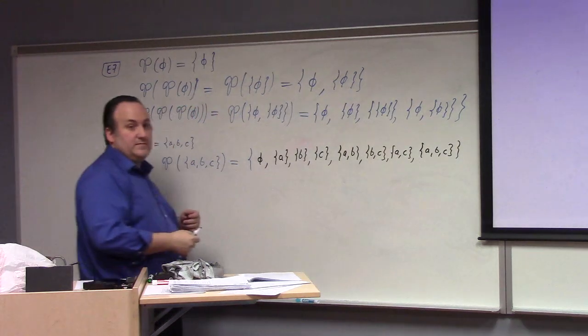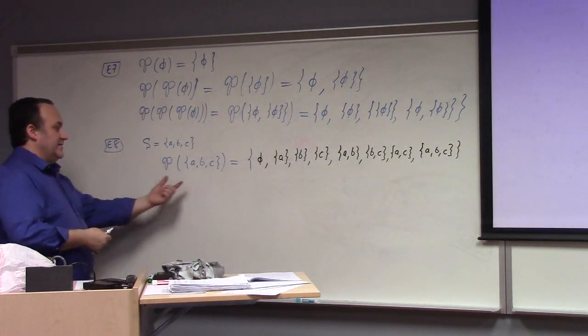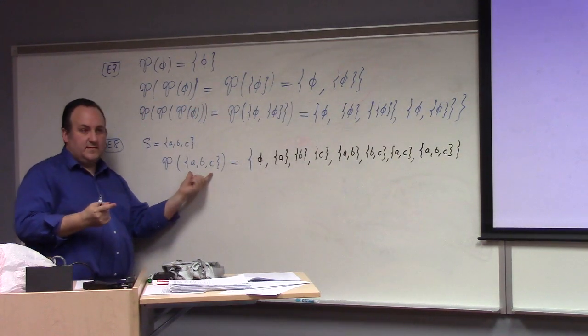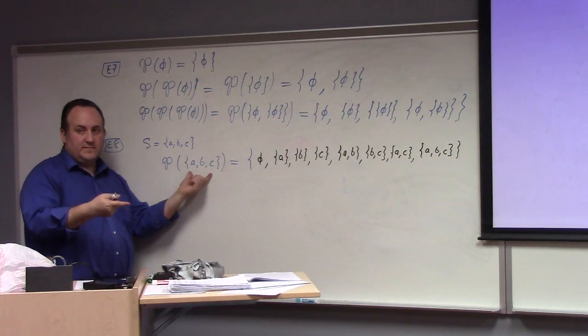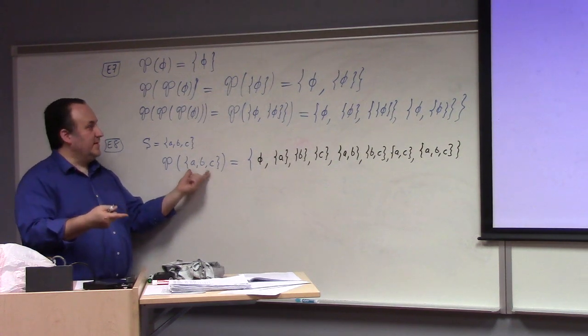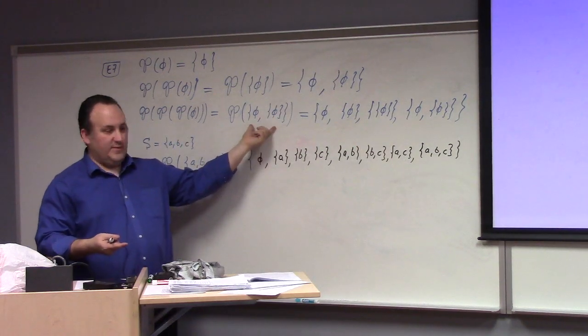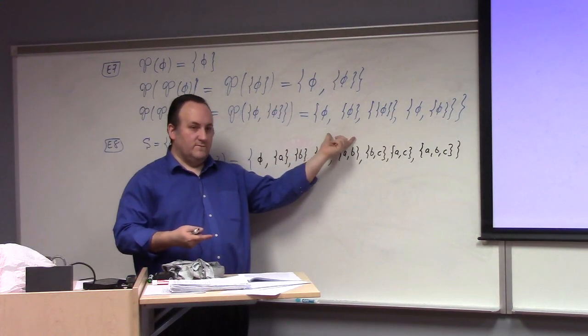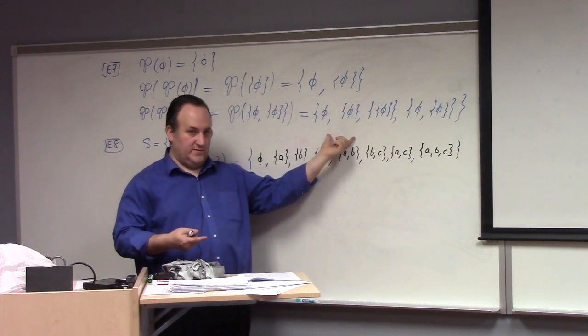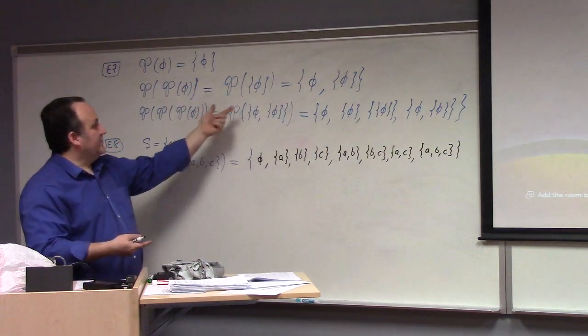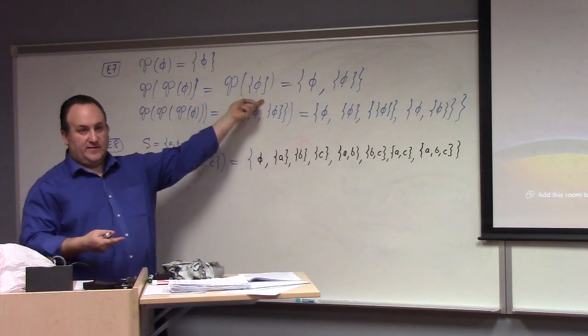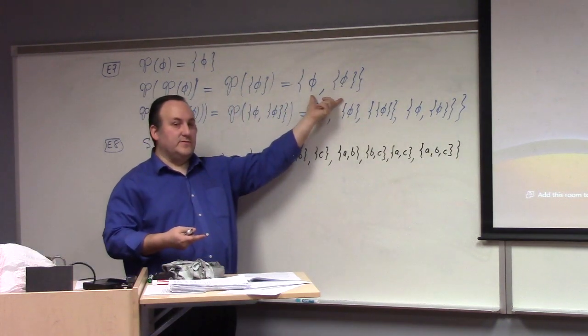Not an accident. How many things are here? 3. 2 to the third? 8. How many things were here? 2 things. How many things over here? 4. Right? 2 to the 2. How many things were here? 1 thing. How many things in the power set? 2 to the 1, 2 things.